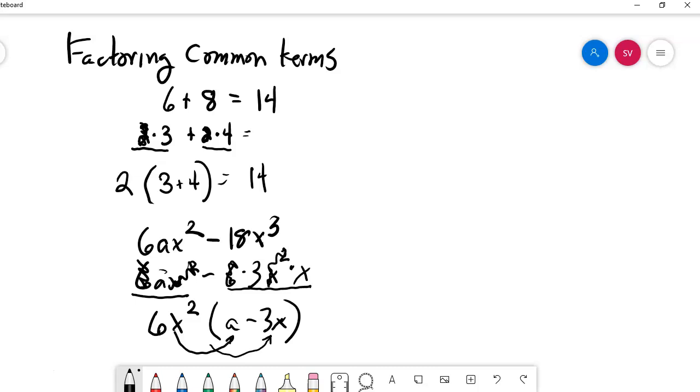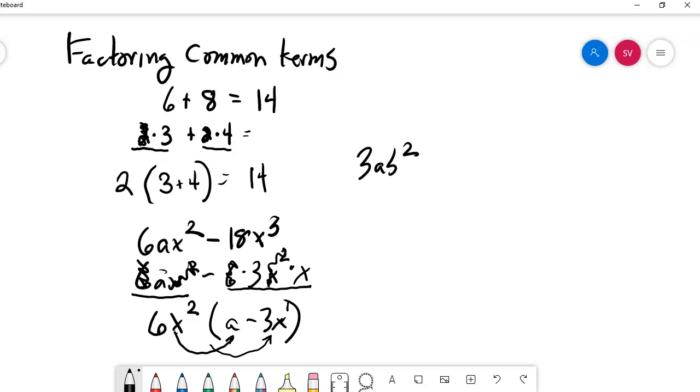Then I take 6x squared times minus 3x. 6 times minus 3 is minus 18. X squared times x to the first. It's common bases involved in multiplication. So therefore we add the exponents. So we end up getting right back to our original problem, 6ax squared minus 18x to the third. Now let's look at another example to illustrate this idea of factoring.